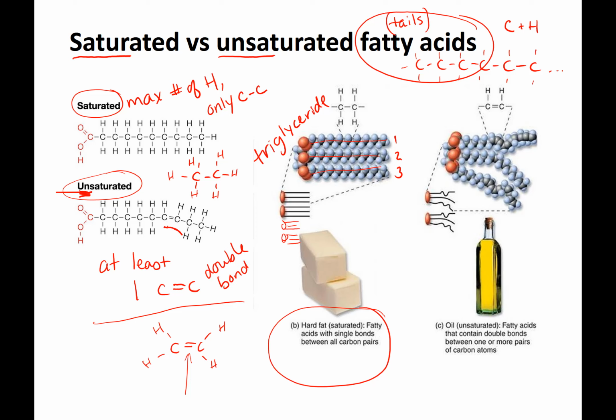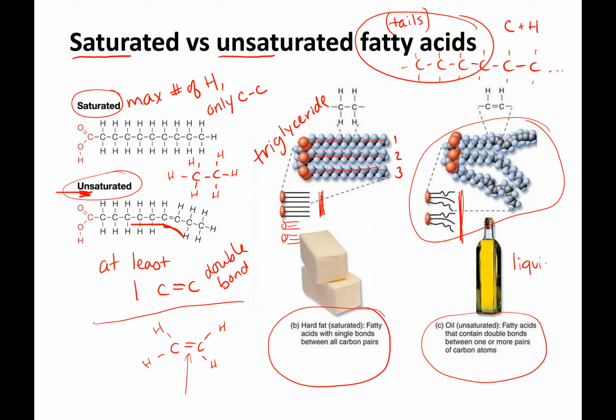Double bonds cause kinks in the structure. If you look over here at this triglyceride, because it has these kinks, these carbon-carbon double bonds, the tails cannot pack as tightly together as they can over here. So they take up more space than over here. Therefore, at room temperature, they are liquid, like oil, versus semi-solid, like butter.